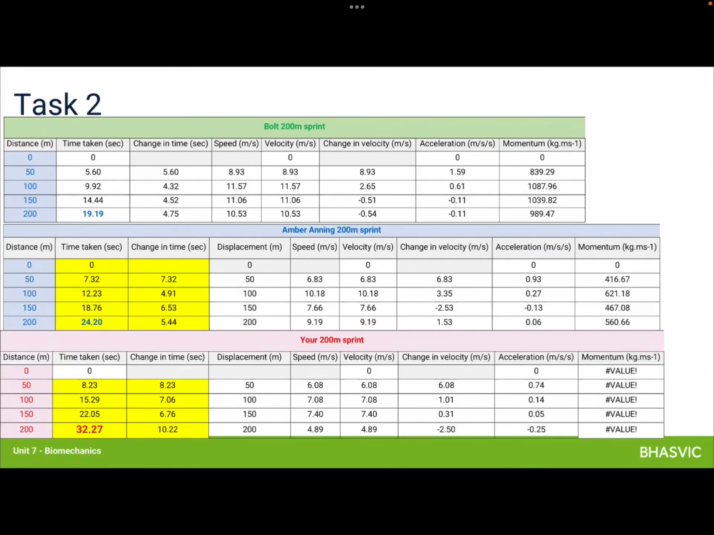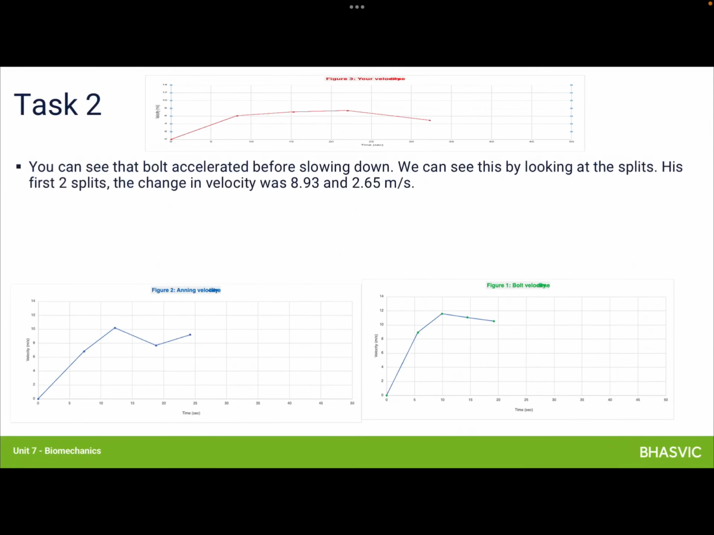Today I'll be talking about task 2. In this graph you can see that Bolt accelerated before slowing down. We can see this by looking at his splits. In his first two splits the change in velocity was 8.93 and 2.65 meters per second.